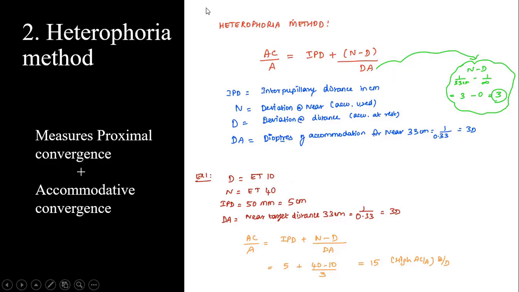This heterophoria method is dependent upon the interpupillary distance, and that is why the heterophoria method measures the proximal convergence as well as the accommodative convergence. Suppose at distance we have an ET of 10 prisms, and at near we have ET 40 prisms, and the IPD in centimeters is 5. So AC/A ratio will be 5 plus near minus distance, divided by the diopter of accommodation for near. Because it's 33 centimeters, it's 3 diopters. Suppose it was 40 centimeters, it would be 1 by 0.40, which is 2.5 diopters only.